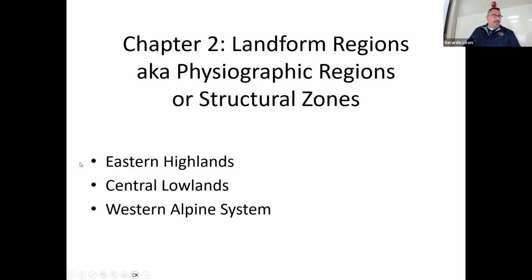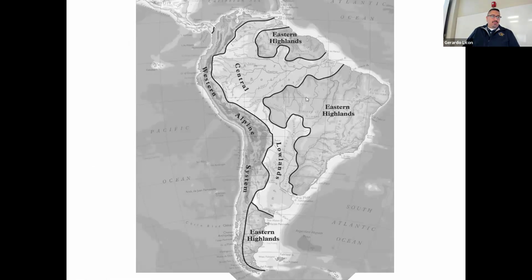Now, there are three landform regions, physiographic regions, or structural zones that can explain the bulk of the geography of South America. And I think the first potential test question asks, what are those three? And here they are. They're the Eastern Highlands, the Central Lowlands, and the Western Alpine system. And I'm going to repeat that like 20 times, so don't feel bad if you didn't write it down right now.